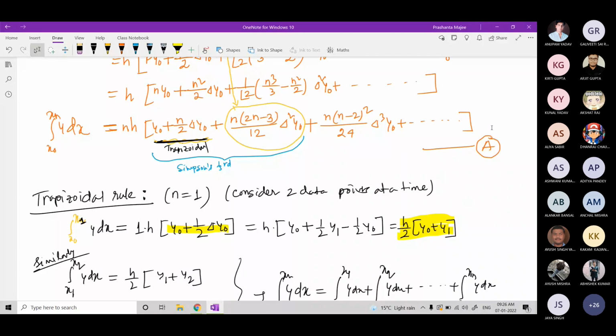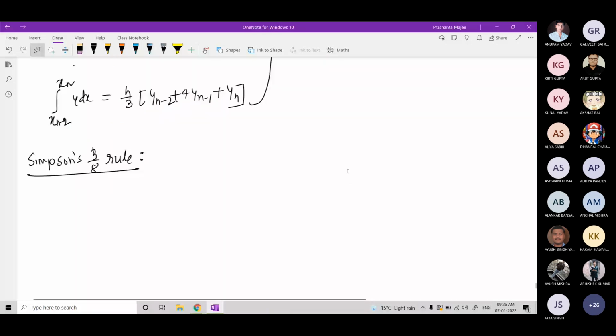The necessary condition for that rule to apply is that the number of subintervals should be a multiple of 3, or there should be 3n plus 1 data points. Then only you can apply Simpson's 3/8 rule. So the formula will be something like this.